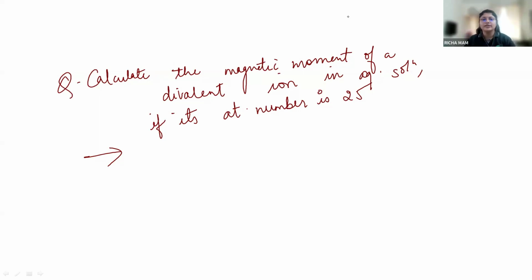Okay, yeah, it is Mn. But you have to write now. Calculate the magnetic moment of that divalent ion.